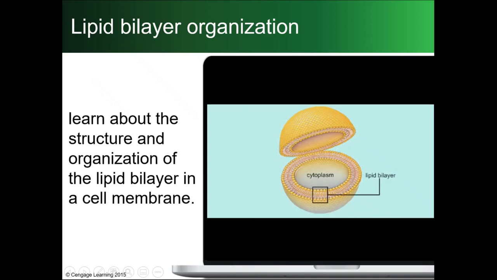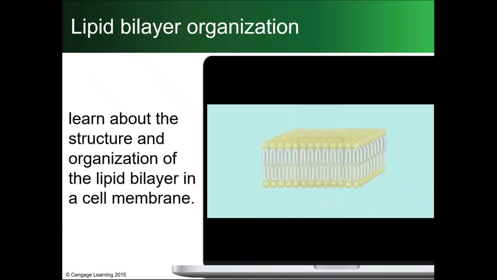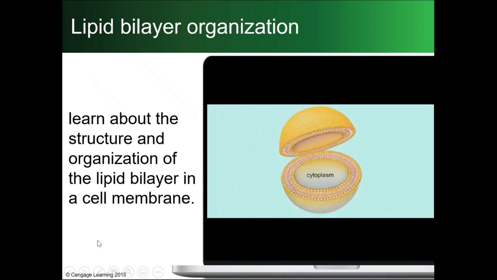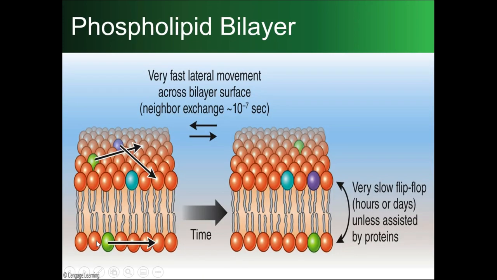All cell membranes have the same lipid bilayer structure. The bilayer consists of two sheets of phospholipid molecules oriented in opposite directions. The heads of the phospholipids face outward. They are attracted to the watery environments inside and outside the cell. The hydrophobic phospholipid tails are sandwiched between the heads. This minimizes their interactions with water. Yes, all cell membranes. So here we have a very important structure.